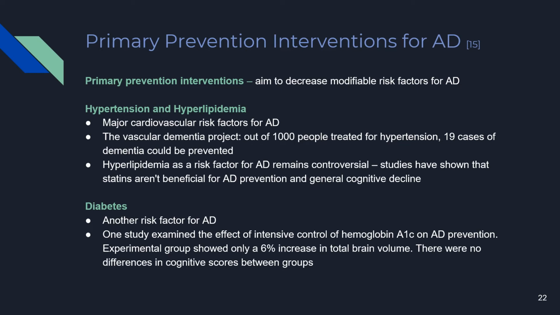Diabetes is considered to be another potential predictor of Alzheimer's. One study examined the effect of intensive control of hemoglobin A1C on the prevention of Alzheimer's. The results showed that, compared to the control group, the experimental group only had a 6% increase in total brain volume, and there were no differences in cognitive scores between the two groups. So, thus far, treating diabetes by controlling hemoglobin A1C hasn't helped prevent Alzheimer's.